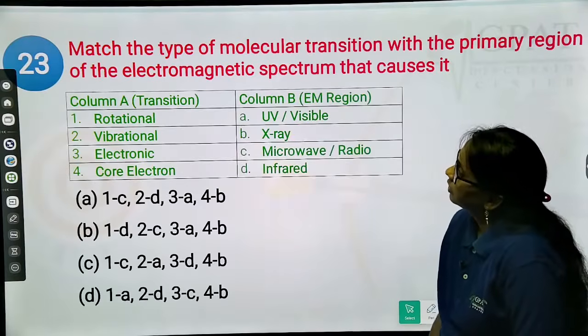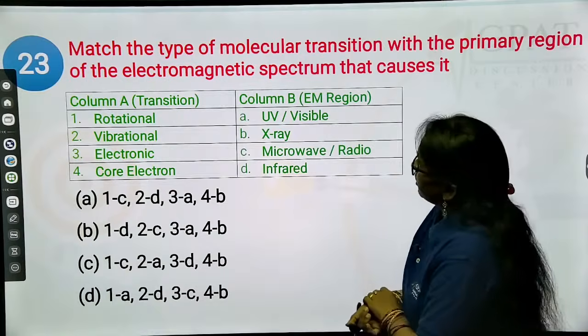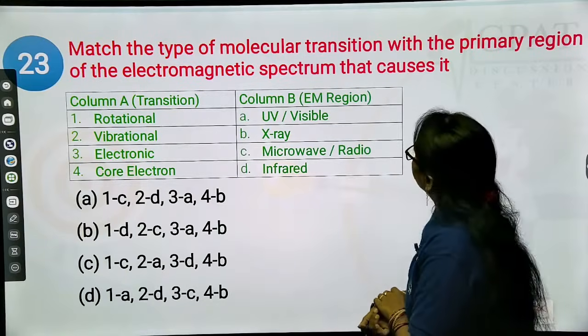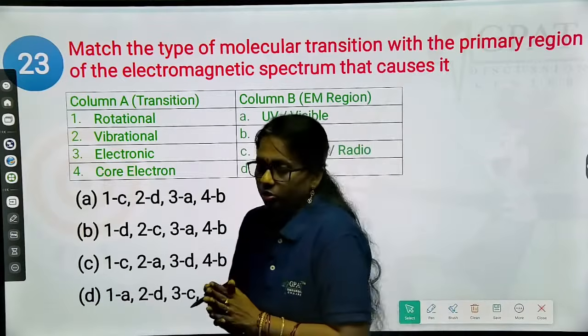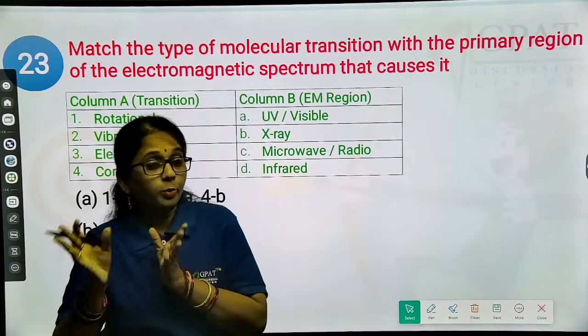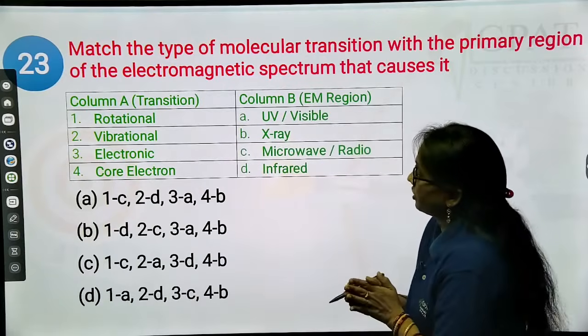Next, match the type of molecular transition with the primary region of the electromagnetic spectrum that causes it. Very, very simple. If you know even exactly one combination, you can easily answer the matching type of questions. Okay.